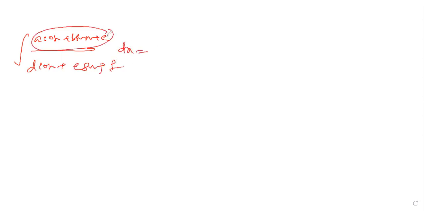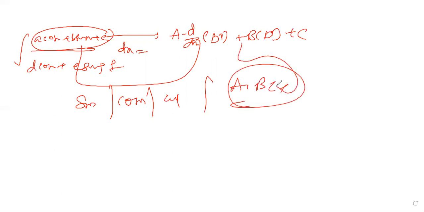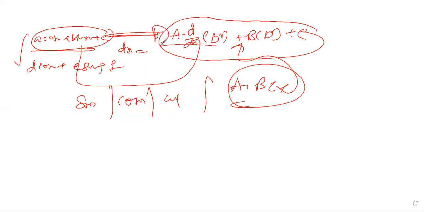The numerator we need to replace by a into d/dx of your denominator, plus b into the denominator, plus c. Then equate your sin x coefficients, cos x coefficients, and constants. You need to find the values of a, b, c. Then resubstitute them in the numerator and continue. That is what I made clear.